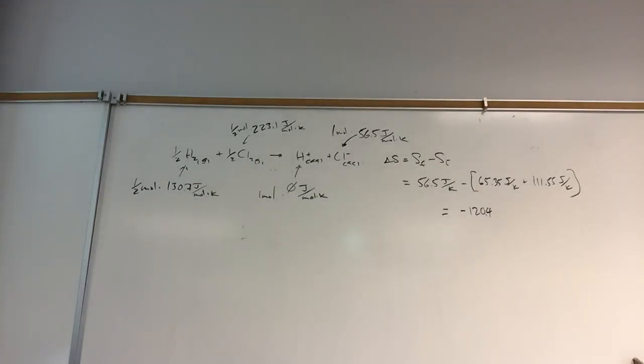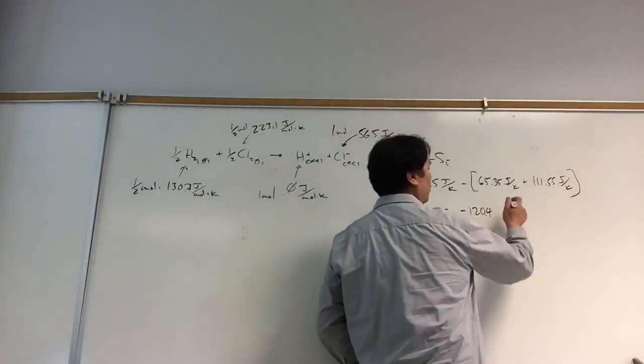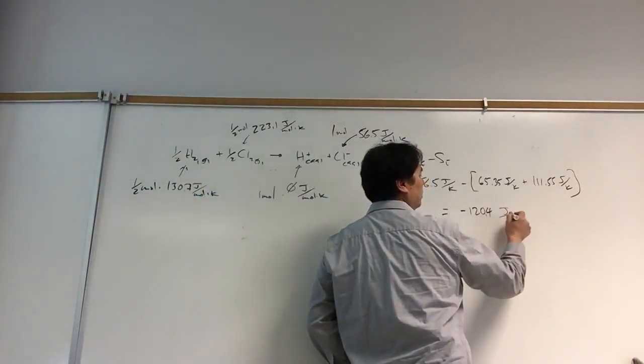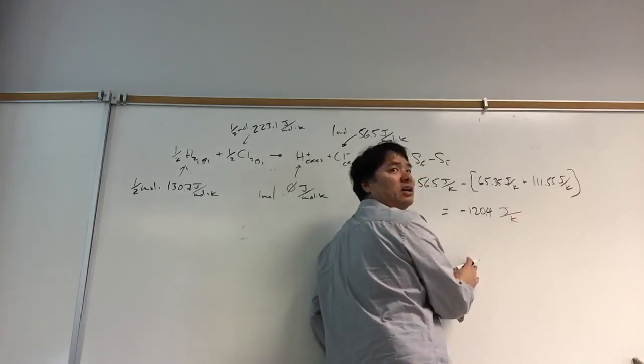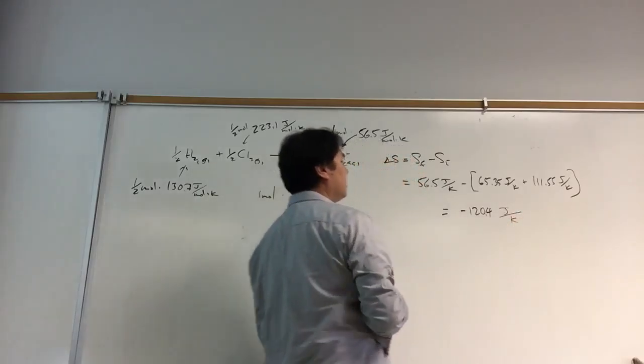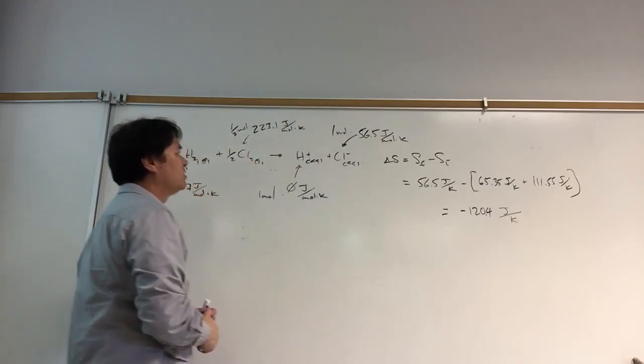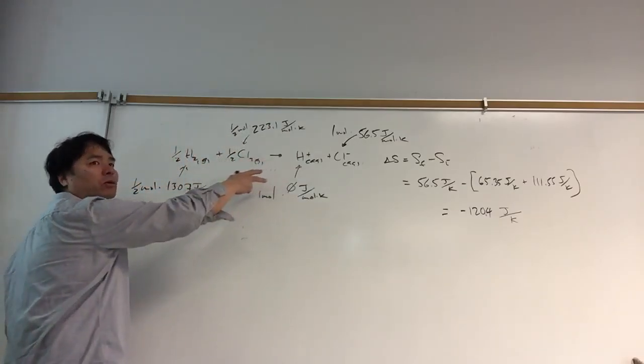And so when you look at this reaction, we're going from gas to liquid phase. Gases are about 200, liquids are about 100, so the change in entropy should be about 100. And that's what we see here. We got about a 100 joule per Kelvin drop in entropy. So the entropy is decreasing. That means we're going from less order to more order here.